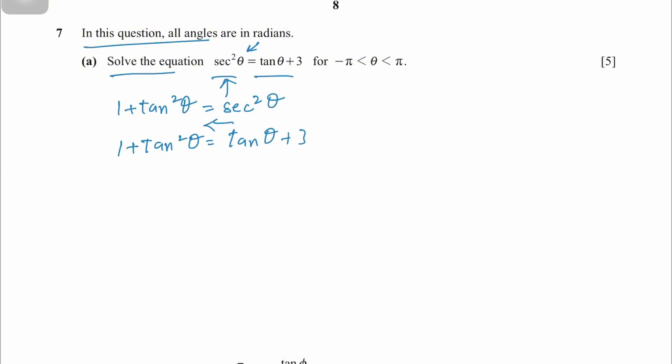We'll bring everything to the left hand side. This would be tan squared theta, negative tan theta, negative 2 equals 0. Now we can solve this, or we can use our calculator. Let's solve it: this would be tan theta, negative 2 tan theta, and positive tan theta would be our roots.